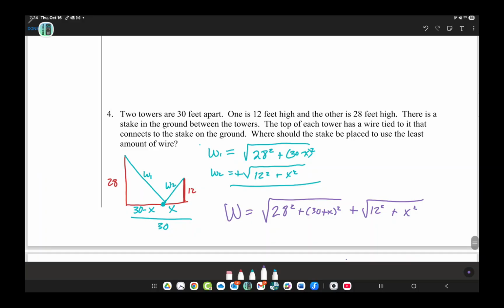Now we actually don't have to do anything else. That puts our function we want to use to find the minimum value, and we have everything in terms of one variable, x.